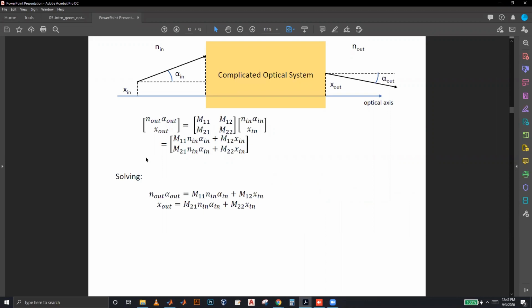And then we can solve this by equating the terms. So N out alpha out, the first term in the left-hand side matrix gets equated with the first term in the right-hand side matrix. So this is N out alpha out, and the second term in the left-hand side matrix equates with the second term in the right-hand side matrix. So that's this one.